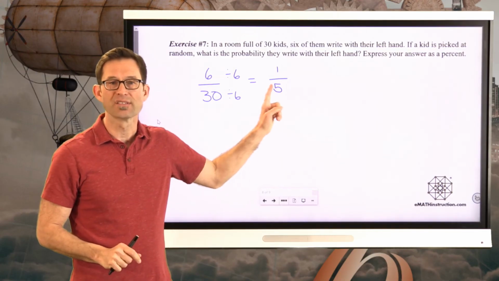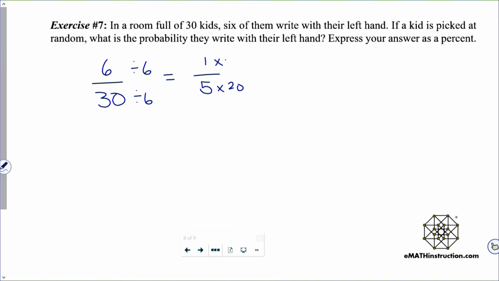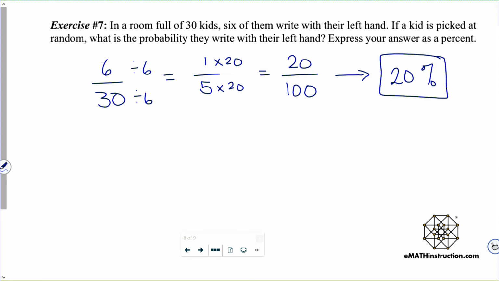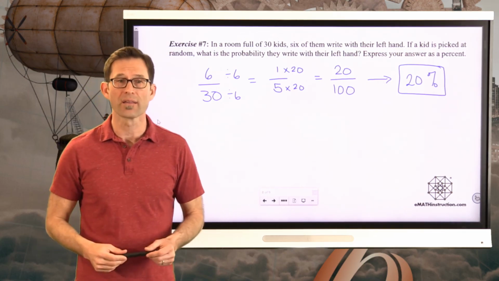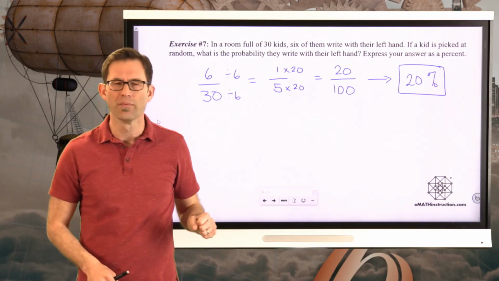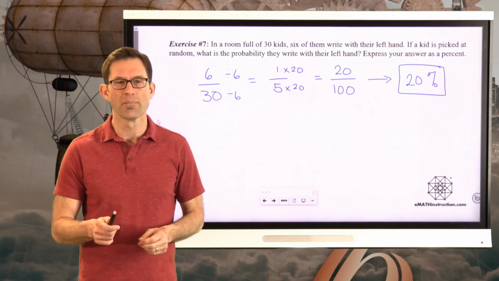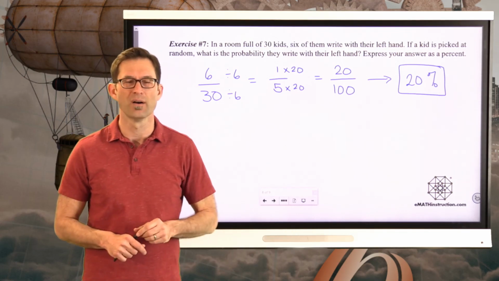Now I can try to scale that up to 100, which I can by multiplying numerator and denominator by 20. That'll give me 20/100ths. And then that tells me that the probability of picking someone who writes with their left hand is 20%. Which, by the way, would be a somewhat unlikely thing to do. So if I were randomly grabbing a kid out of this group, it would be somewhat unlikely that I would pick one that was left-handed. That's what that 20% would tell me.